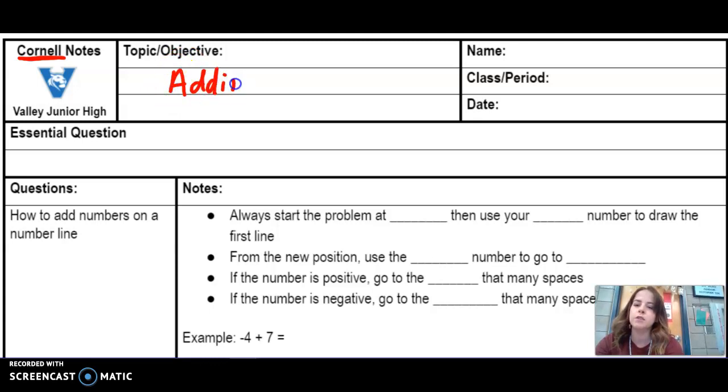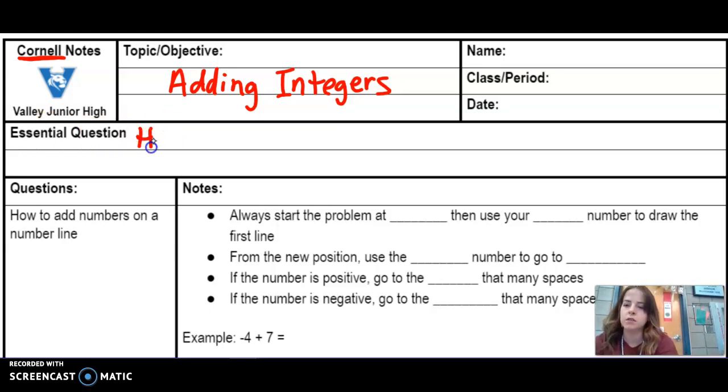Talking about adding integers. And integers just means positive and negative whole numbers. So -1, -2, -3, 1, 2, 3, 4, 0, those types of numbers. And today we want to answer the question, how do you add integers?